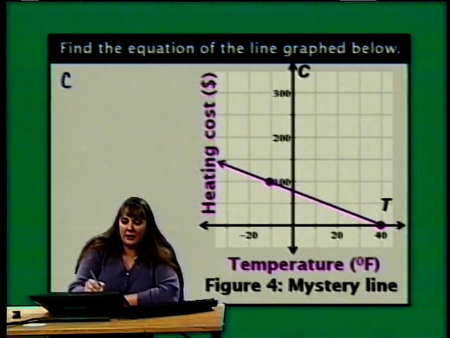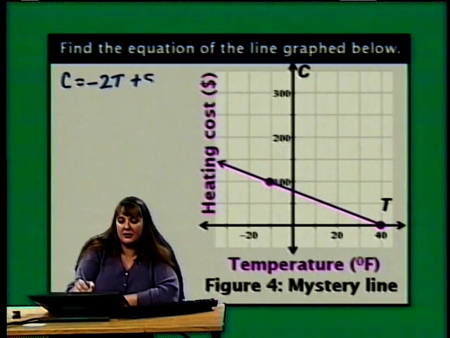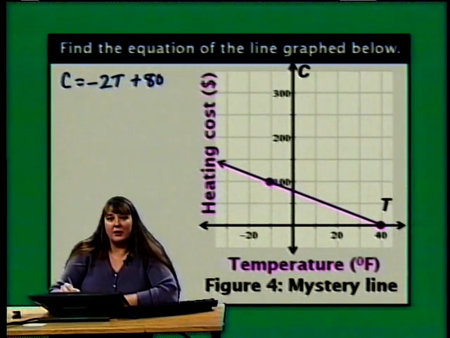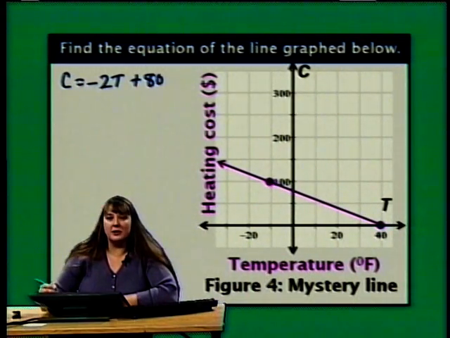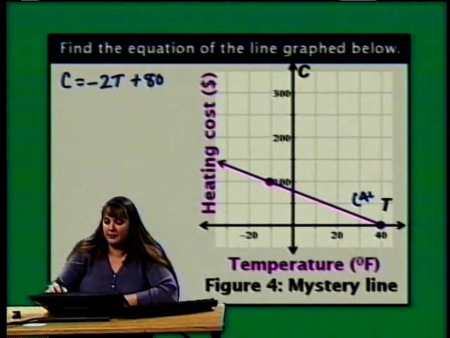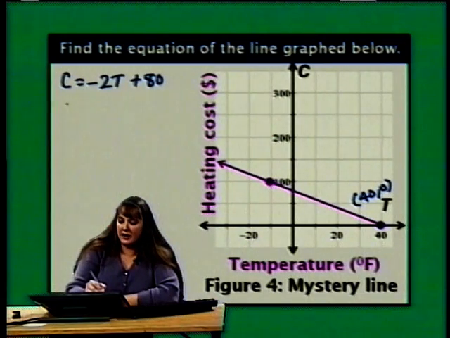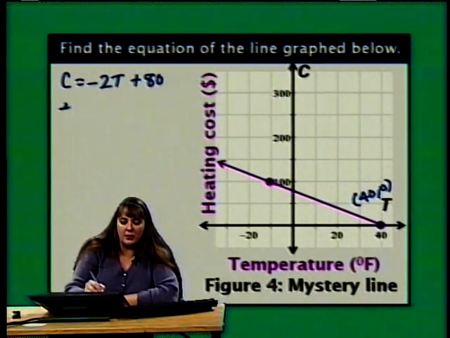So let's go ahead and check our equation now. We came up with c equals negative 2t plus 80. I used the point negative 10, 100 to find the equation, so I'm going to use the point 40, 0 to check. So in my check, I'm going to let t equal 40.